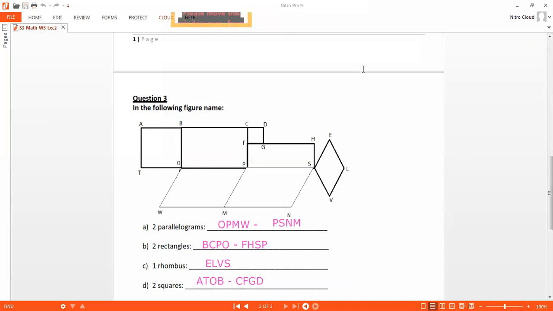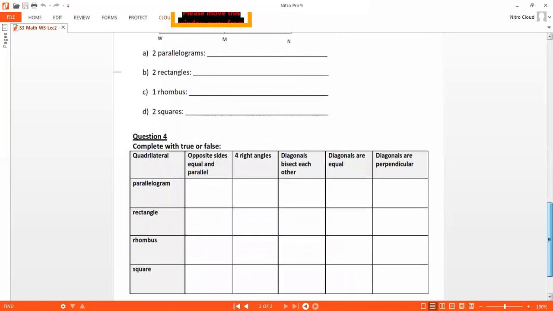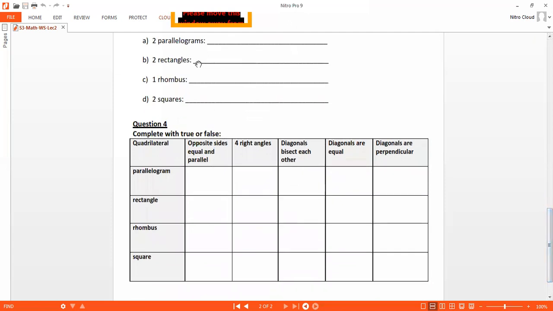Is this clear guys? Yes. Very clear, miss. Yalla, let us go to the last question, which is a table that we need to complete with true or false. Yalla, I'm going to start first with Hussein Ftouni.